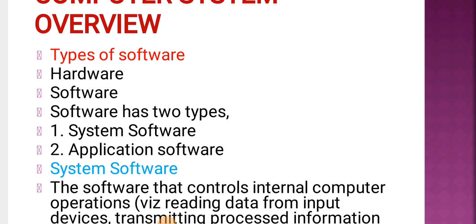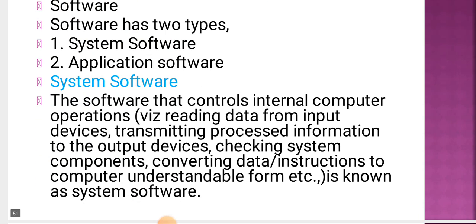Basically, software has two types. One is the system software and another one is the application software. So what is meant by system software? The system software controls internal computer operation, such as reading data from input devices, transmitting processed information to the output devices, checking system components, converting data or instructions to computer understandable form, etc. That is known as system software.